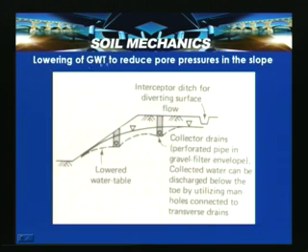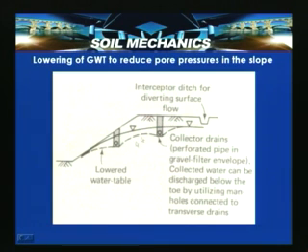Lowering of groundwater to reduce pore pressures in the slope. That is nothing but the portion for drainage of a slope. Here, interceptor ditches for diverting the surface flows help, and these are the collector drains with perforated pipe in a gravel filter. The collected water can be discharged below the toe by utilizing manholes connected to transverse drains. So, this is the water table before draining, and this is the lowered water table with the help of this.